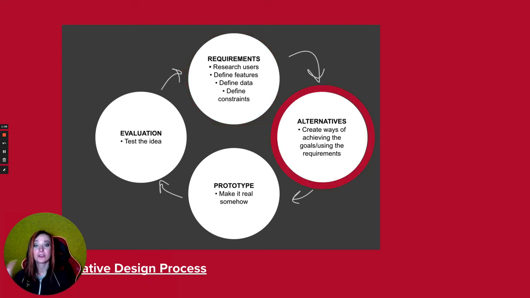And then we create design alternatives. Alternatives are just different potential solutions. So you come up with and brainstorm different ways of solving this problem and helping the user to achieve their goals and meeting the requirements that you came up with in the previous step. So you might come up with 3 or 4 different potential solutions.